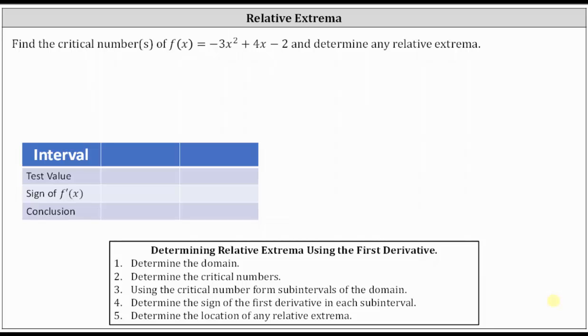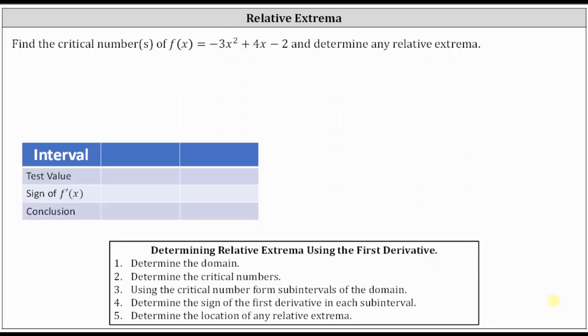We're asked to find the critical number or numbers of f of x equals negative 3x squared plus 4x minus 2 and determine any relative extrema. Before we determine the critical numbers, we should determine the domain of the function because the critical numbers must be x values in the domain.